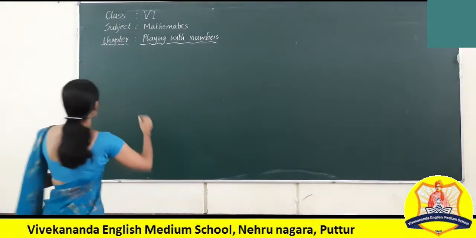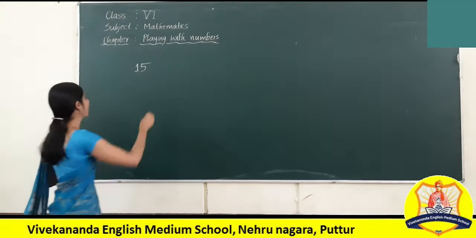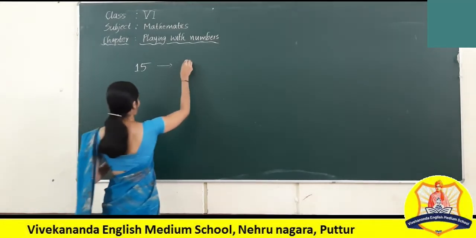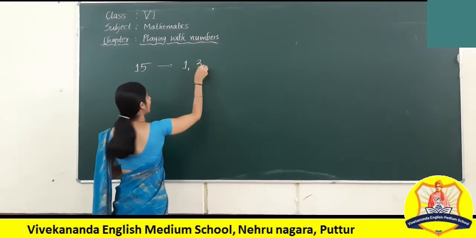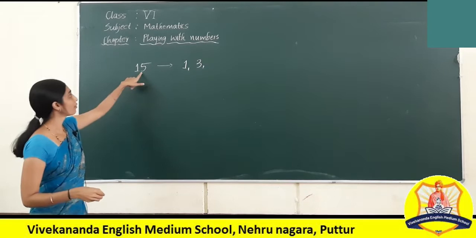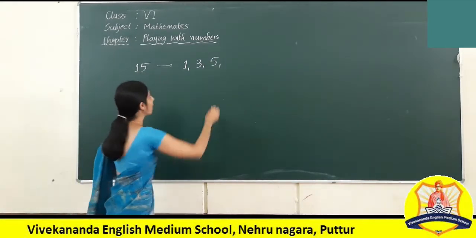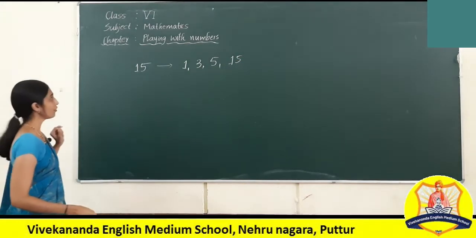Okay, children. See here, I'll take number 15. Which are the factors of 15? Okay. 1, 3, 5, 15. Okay. These are the factors of 15.